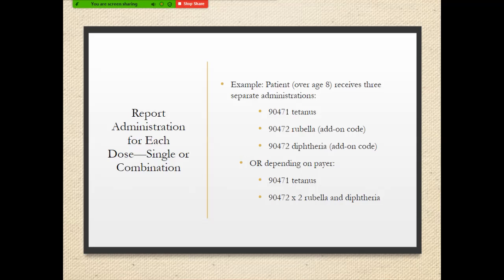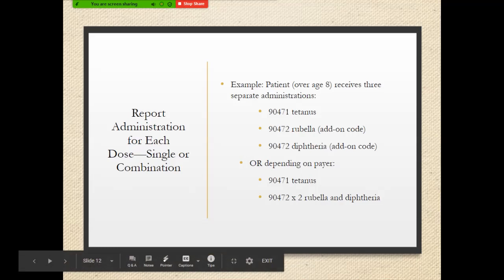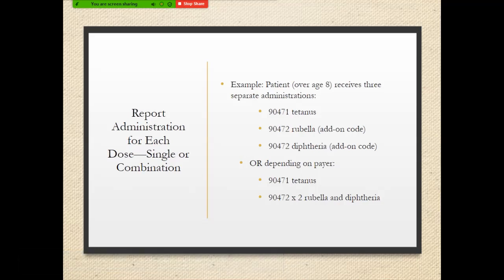Now we're just talking about the administration codes. They had a tetanus, and then they had two more. So you're going to use 90472, 90472, or you could use 90472 times 2. That's going to depend on your payer. For testing purposes, or even in your workbook or your step-by-step manual, you can use times 2, times 3, times 4, and so on, instead of writing out those codes every single time.